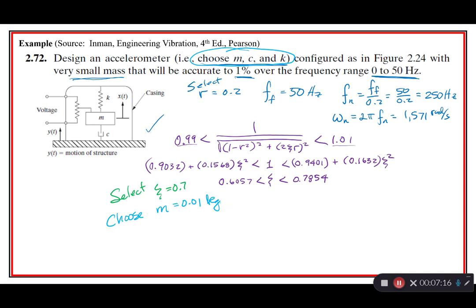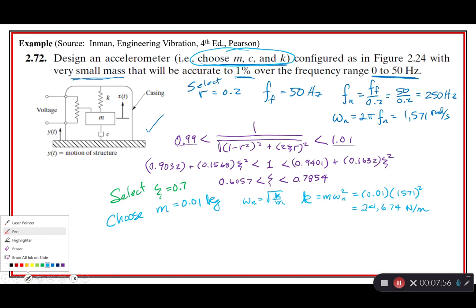Anyway, let's just go ahead and keep doing this. We're getting a little sleepy and sloppy. So the natural frequency is square root of k over m. So if you know the natural frequency and the mass, you can get the stiffness. So at 0.01 and 1,571 squared, we get a stiffness of 24,674 newtons per meter. And if you don't like that value, choose a different mass. That's the kind of design sort of thing that we're doing on here.